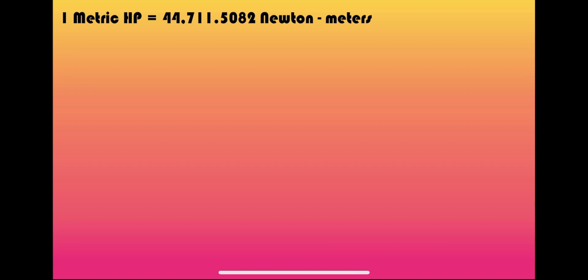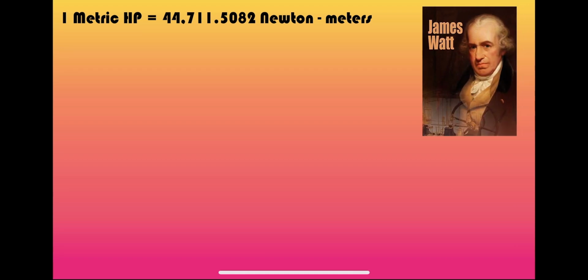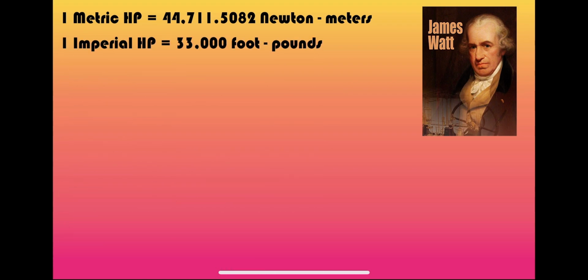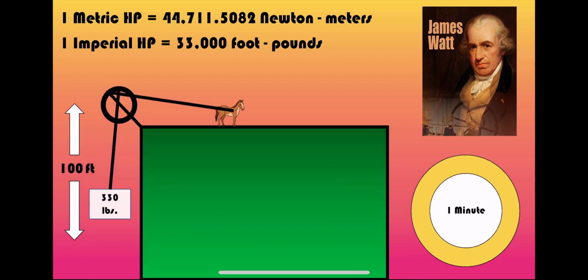But why 44,711.5082 newton-meters? Well, it all started with this famous Scottish inventor named James Watt, who determined that a horse could generate 33,000 foot-pounds of torque in a 1-minute period, or in other words, lift 330 pounds 100 feet in 1 minute.